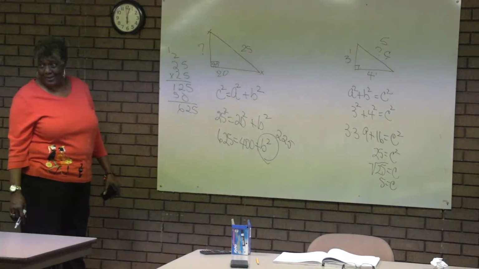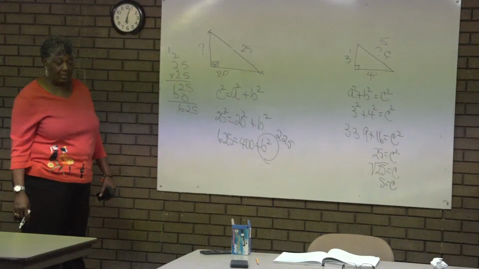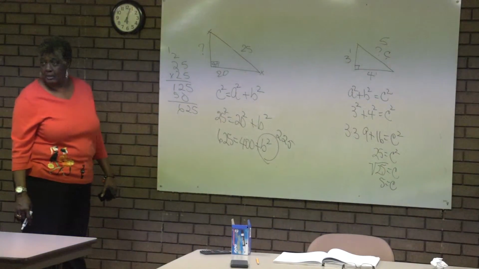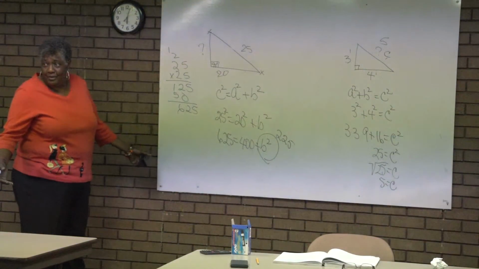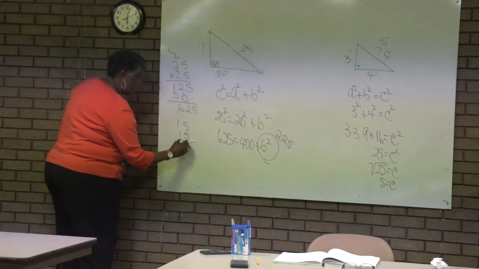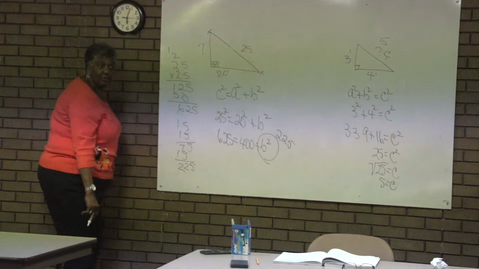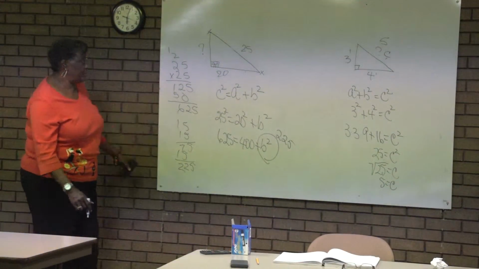I know it's going to end in a 5, in order for the answer to end in a 5, see what I mean? I'd start with 15, because I know it's not 5. I'd start with 15 and say, is 15 times 15 225? Hey, got it on the first one. So I know this had to be 15.